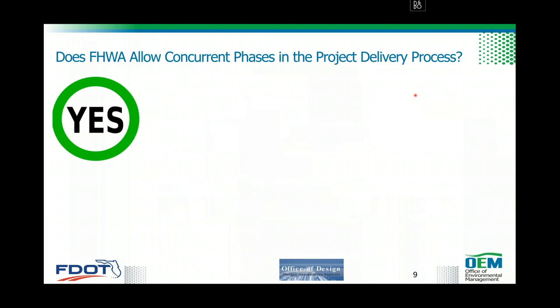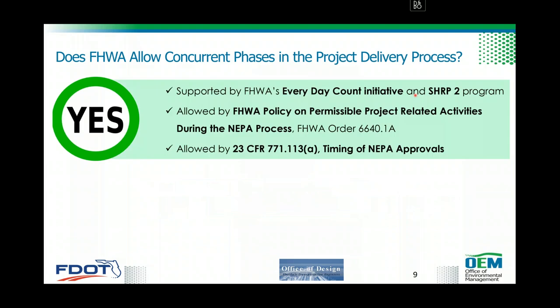A question: does FHWA allow concurrent phases in the project delivery process? The answer is yes. FHWA allows concurrent phases, as supported by the Every Day Counts initiative and the SHRP2 program. This has also been allowed by FHWA's policy on permissible project-related activities during the NEPA process, which was released under FHWA Order 6640.1A. And also concurrent PD&E and design are allowed under Title 23 Code of Federal Regulations, Section 771.113(a), which is the timing of NEPA approvals.